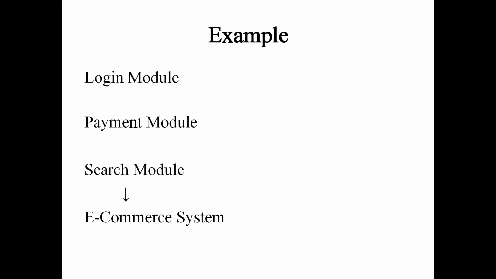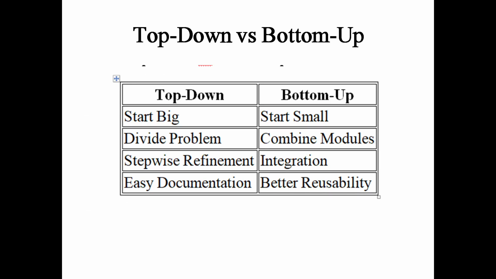So let's compare both the approaches. In top-down, we begin with the complete problem and break it down. In bottom-up, we begin with small modules and combine them. Top-down is easier for planning and documentation. Bottom-up encourages reusability and information hiding. Both approaches have advantages and limitations.